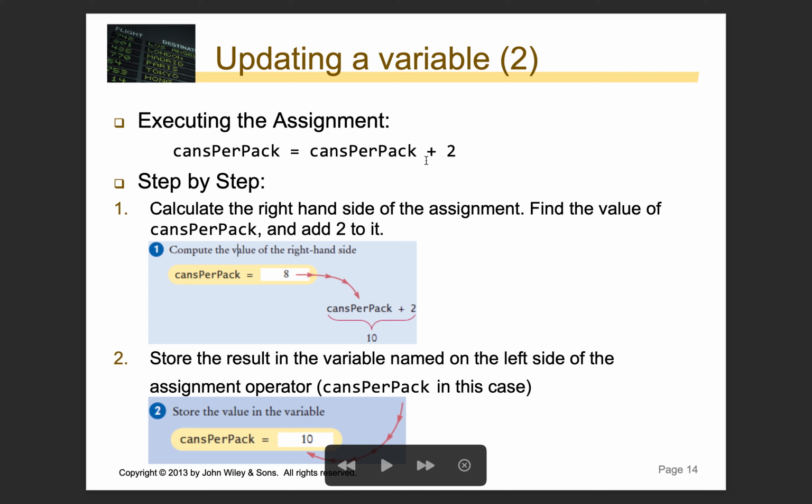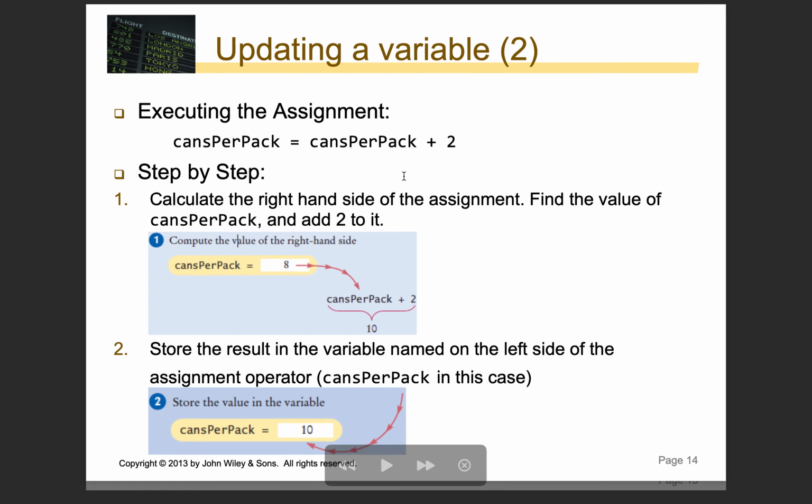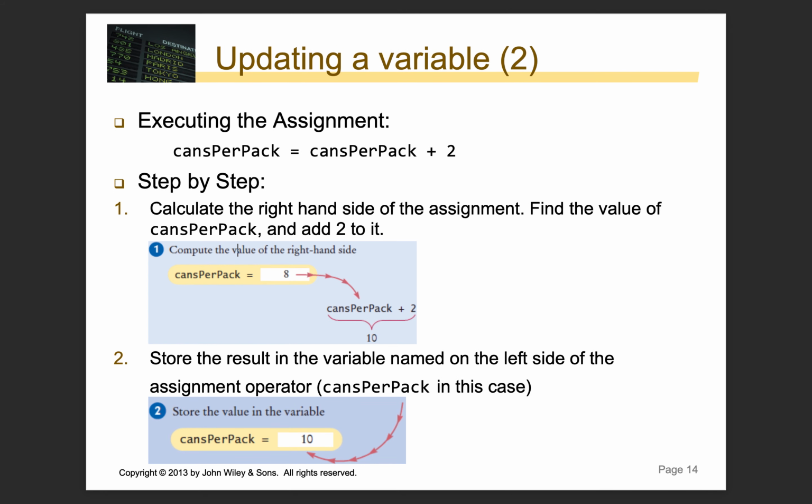So we know that the right-hand side of this assignment has the value 10, and then we're going to store that result in the variable named on the left-hand side. So we're going to store that new 10 value inside cansPerPack.